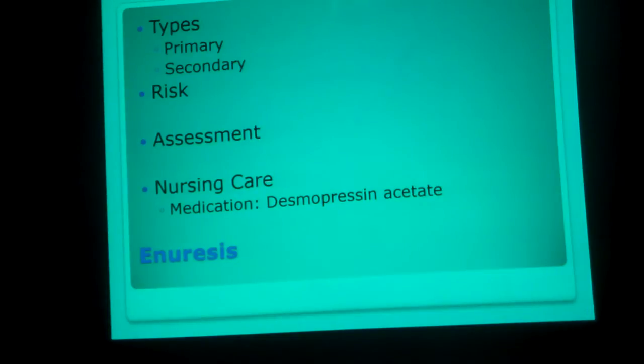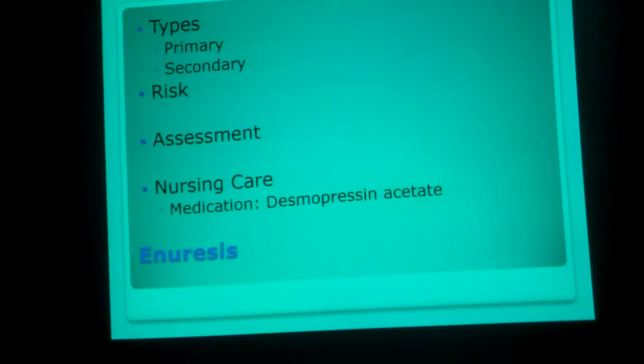So if you have a child that's been potty trained and all of a sudden they start wetting the bed again, you may, not always, but suspect some emotional factors going on, maybe some sort of abuse. Assess if there's any alterations in the voiding patterns, if there's any history of emotional stressors, such as have they moved recently, or are they getting bullied?